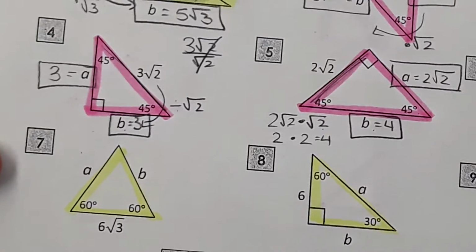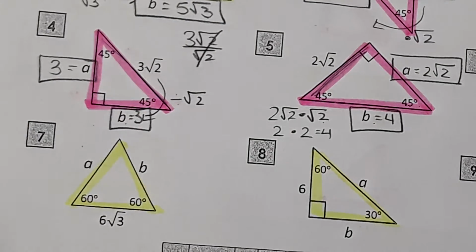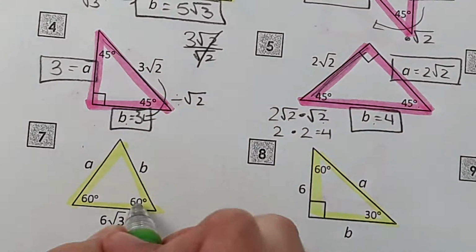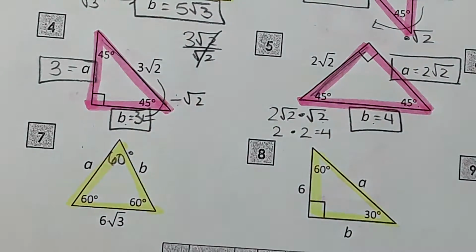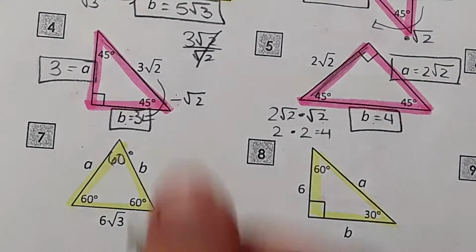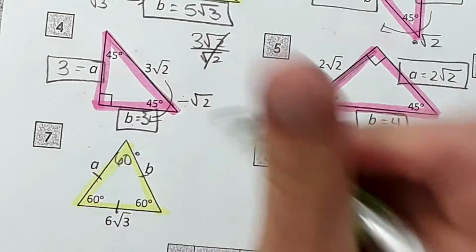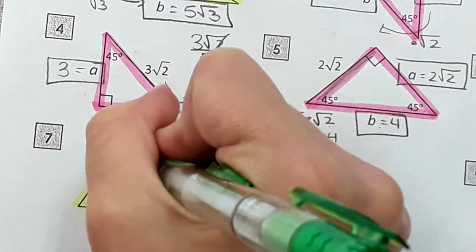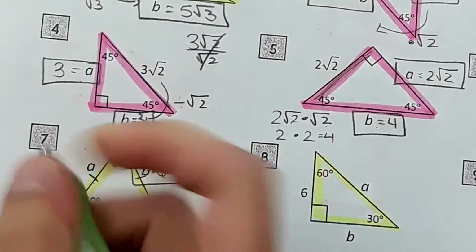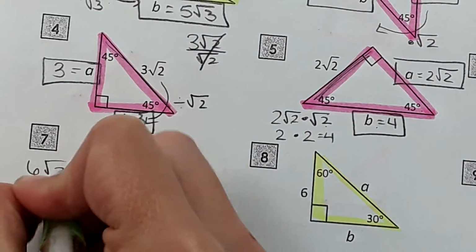Okay, so now I'm going to move over to number 7. They showed us an equilateral triangle here. They show that 2 of the angles here are 60 degrees. That means this must be 60 degrees as well. And in an equilateral triangle, all the sides are the same length. So if this is 6 square root of 3, then this is 6 square root of 3. So B equals 6 square root of 3. And that means A is 6 square root of 3 as well.